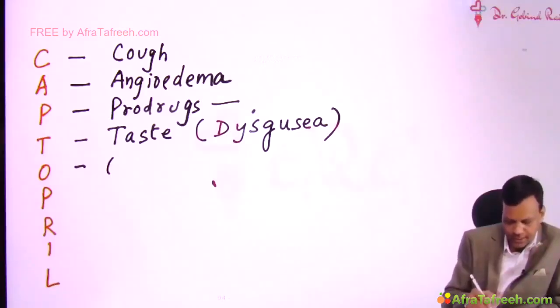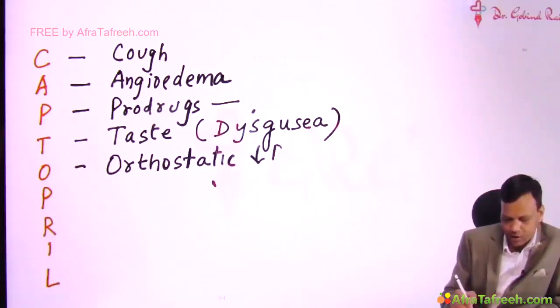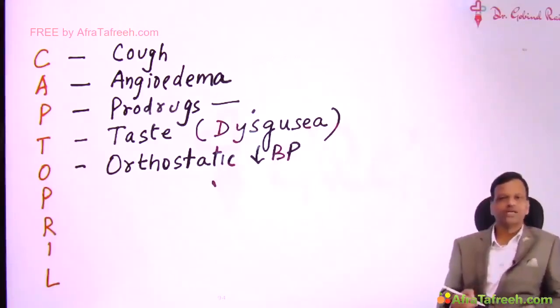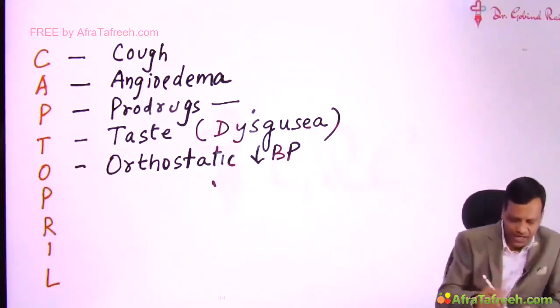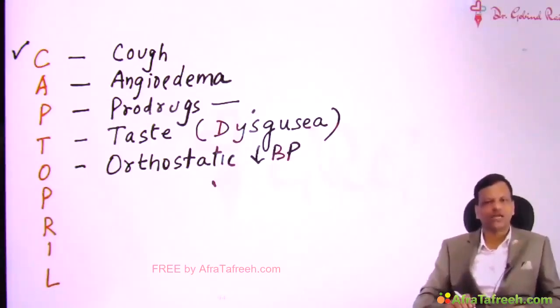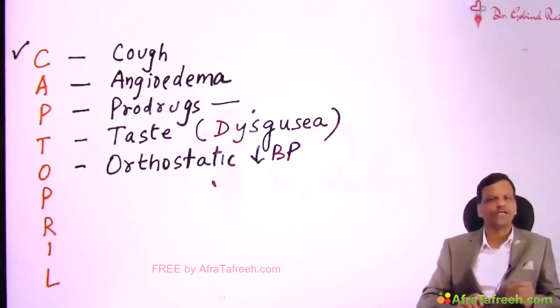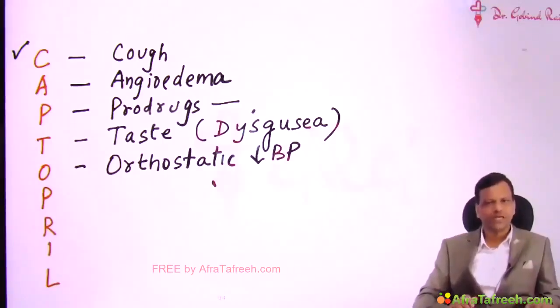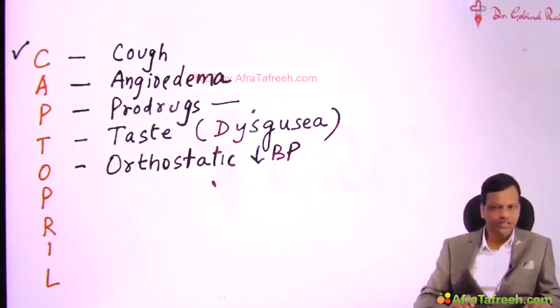Then O is orthostatic hypotension, also called postural hypotension. So ACE inhibitors can cause postural hypotension, which is highest with captopril. The risk of this side effect increases if a person has a volume depleted state. Volume depleted state means if a person is taking some other drug which can lead to less volume, that can lead to orthostatic hypotension. So if we combine ACE inhibitors with diuretics, the risk of postural hypotension increases.